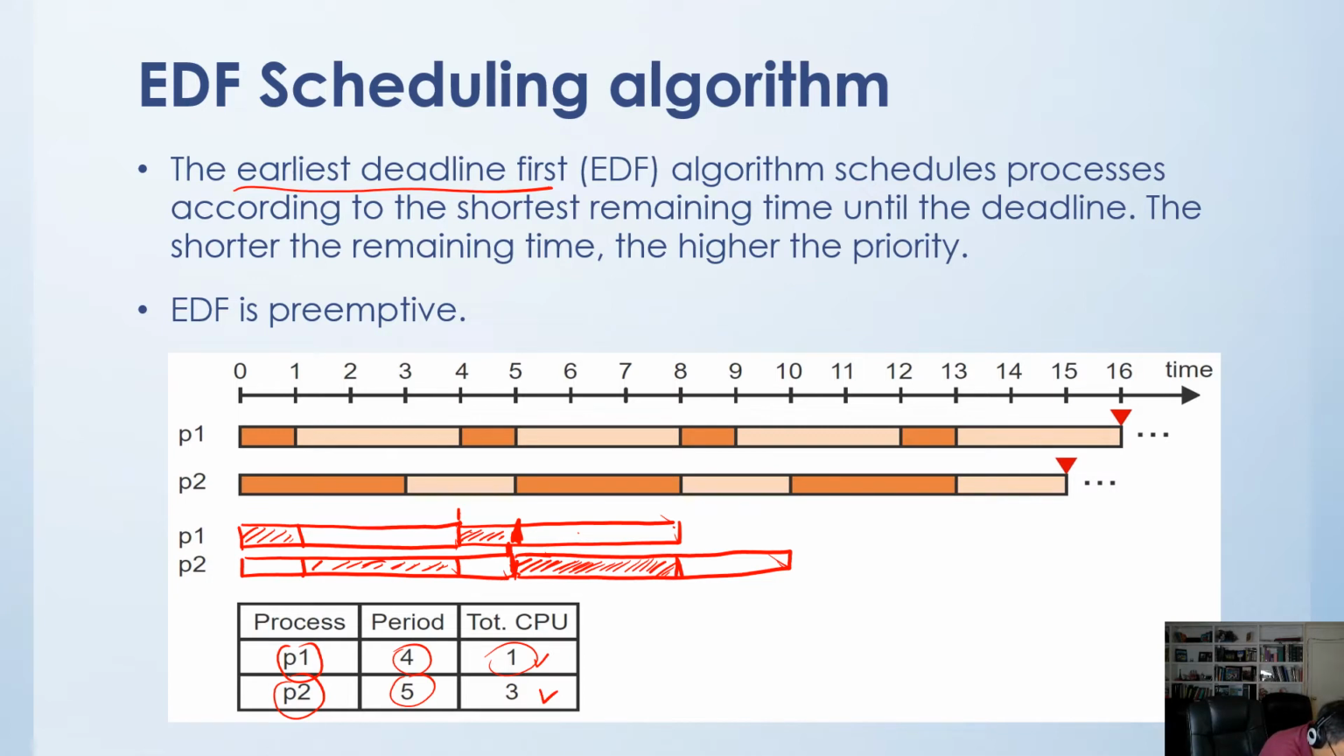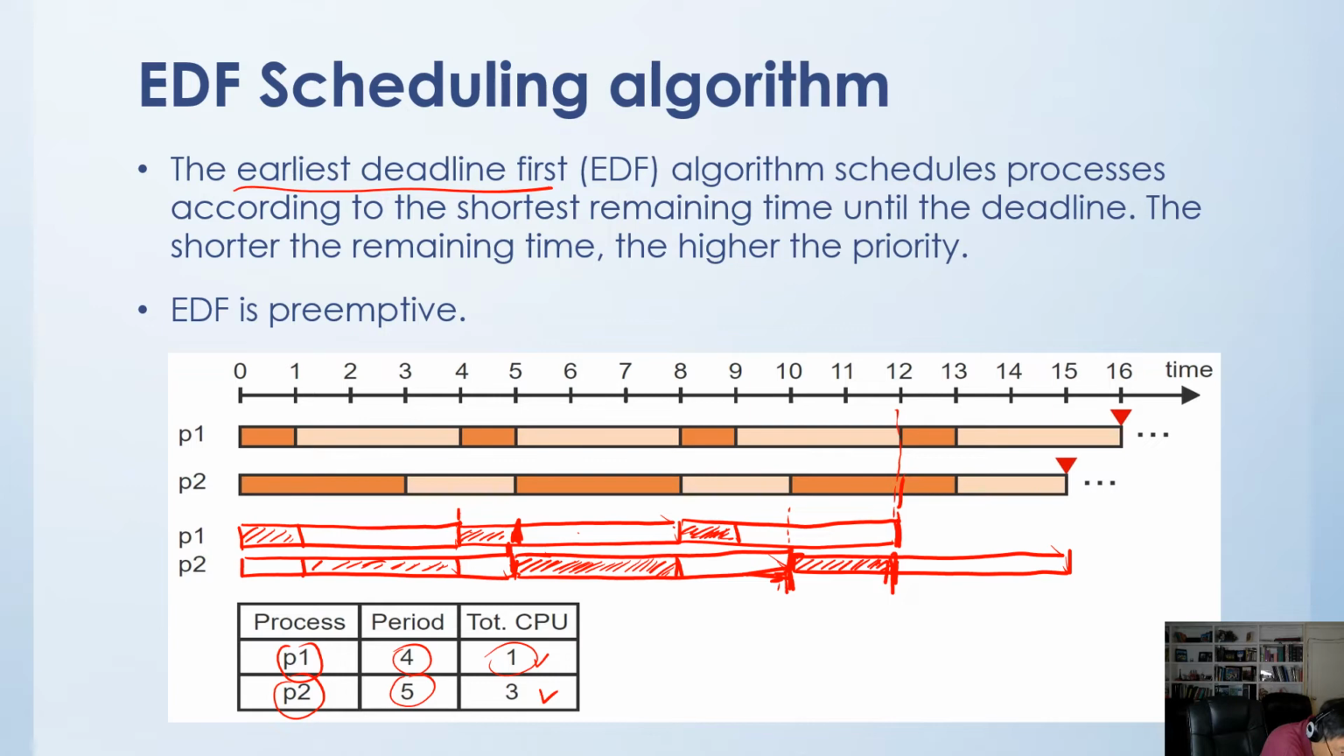Okay, and then the next period for P1 starts. The deadline is 12. And then P1 is the only process, right? So P1 starts. And then at this time, the third period for P2 starts, which is actually from 10 to 15. Okay, so now at this moment, P2 is the only one requesting the CPU, so P2 starts and then runs at time 12.